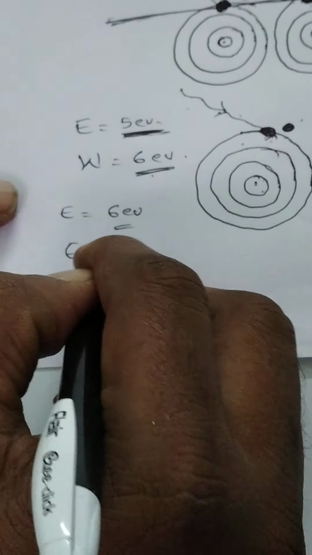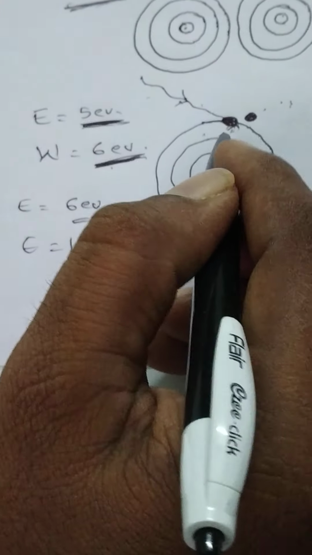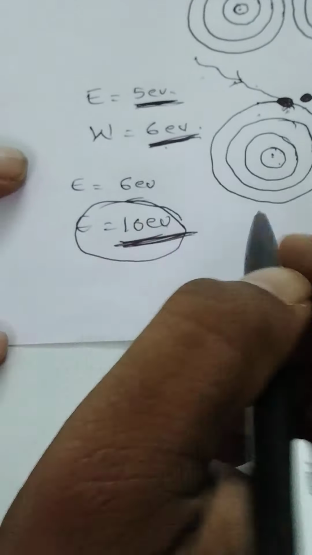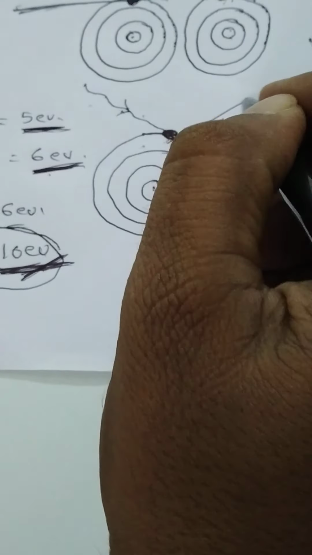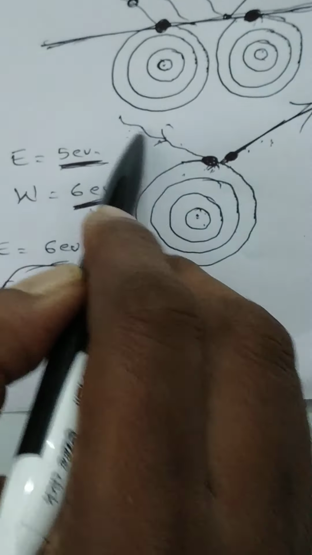Suppose the incident energy is 10 electron volts and the work function is equal to 6 electron volts. So out of 10 electron volts, 6 electron volts of energy is used to remove the electron from the photometal. The remaining 4 electron volts is used to increase the velocity, or the kinetic energy, of the photoelectron. That means the total energy of the incident photon is utilized in two ways. A part of this energy is used just to remove the electron from the photometal, and the remaining energy is used to increase the kinetic energy.